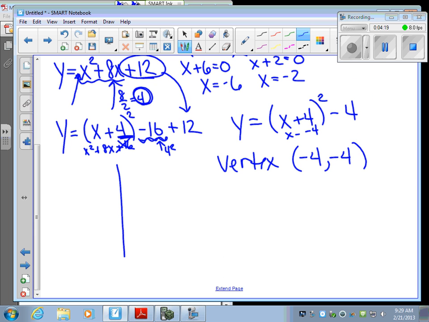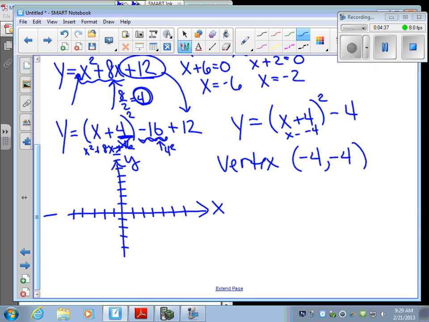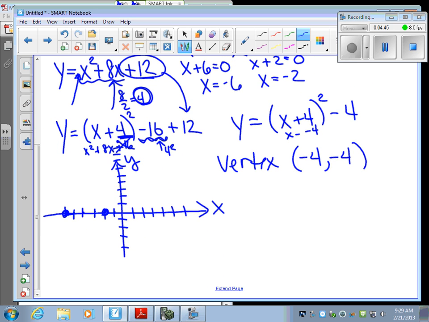Oh, sketch the graph. Now I can sketch the graph pretty easily by just putting a few key points. I already know I'm going to have to go up a little higher on the y-axis because I already know that the x-intercepts are negative 6 and negative 2. I know that the y-intercept is 12, which is going to be somewhere way up here. And I know that the vertex is negative 4, negative 4. So there we go. There's my sketch. And I think I would just put a couple key points on there.